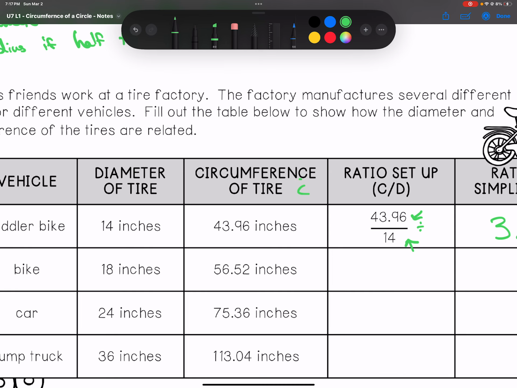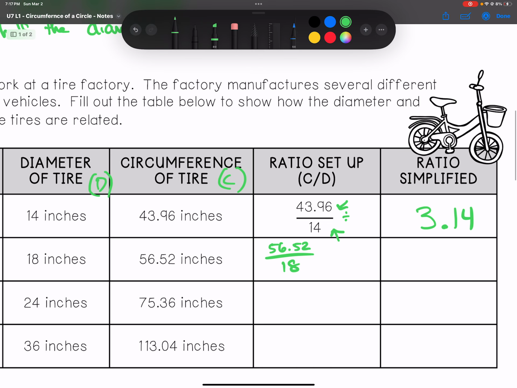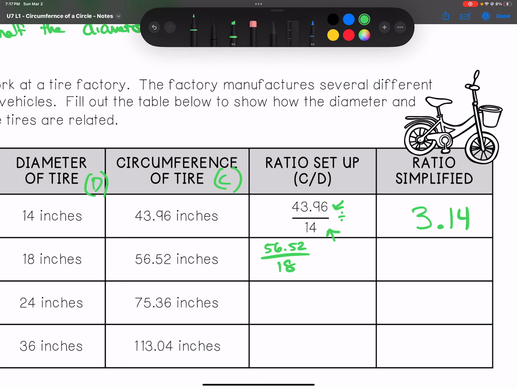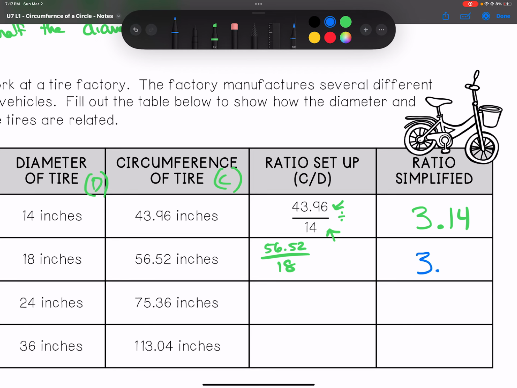Okay. The next one, we're going to do the same thing because the ratio is C to D, which is circumference over diameter. So this time it's going to be 56.52 over 18. I'm going to enter that into my calculator. 56.52 divided by 18. Oh my goodness, look what I get. 3.14.